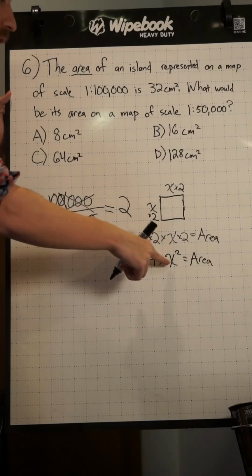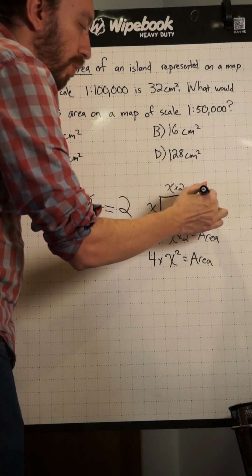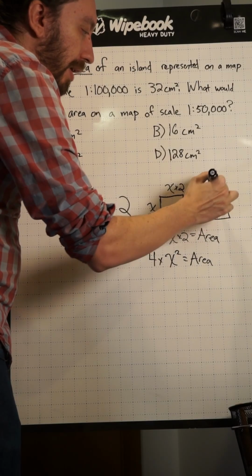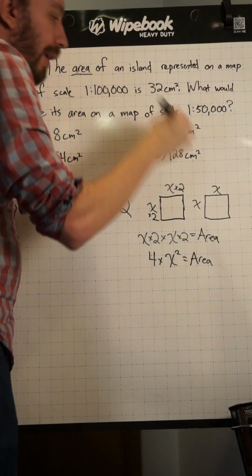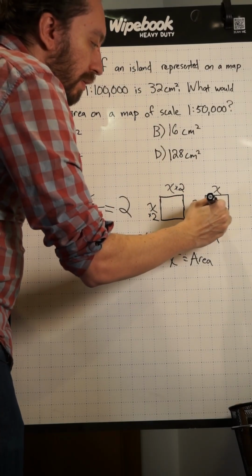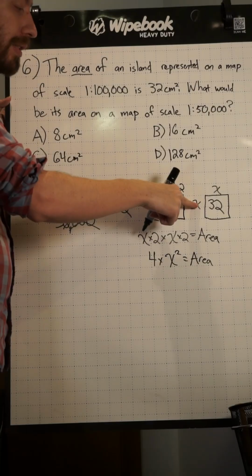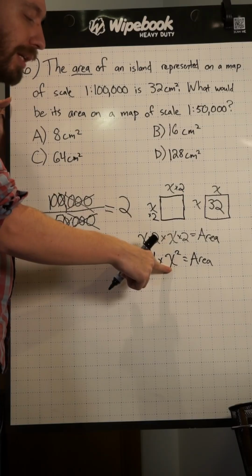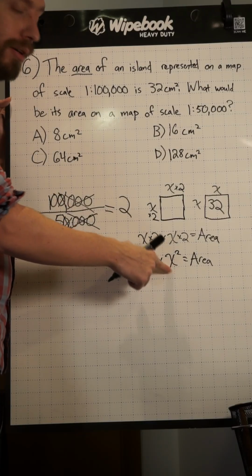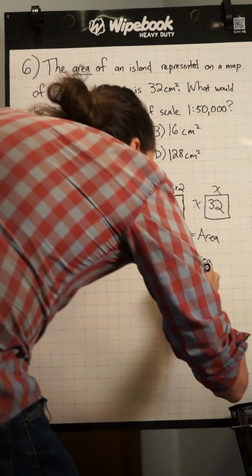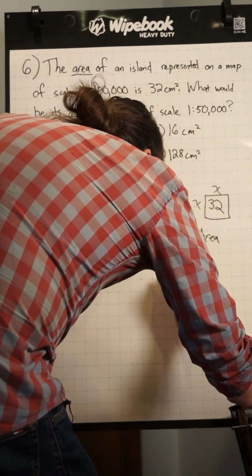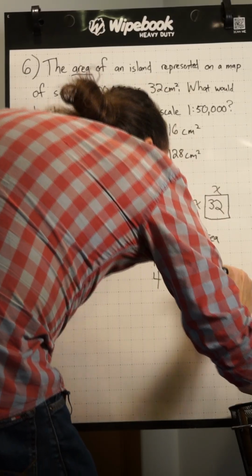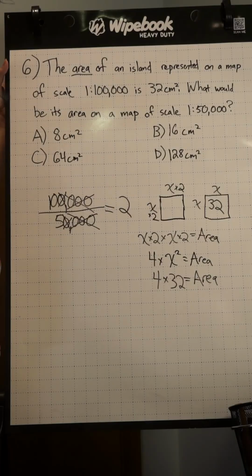Okay, so like I said, we don't know x, but we remember from our initial one, x times x gave us the area of 32. So we don't know what x is, but we do know that x times x gives us 32. So that means that x squared, which is x times x, is 32. Okay, so to find our new area, this is all that we have to do.